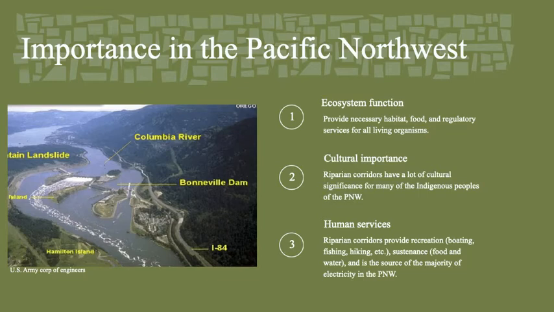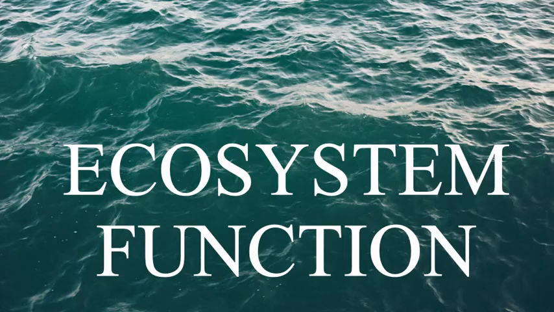The second one I'm going to talk about is the cultural importance of riparian corridors because they have a lot of significance for many of the indigenous people in the Pacific Northwest, and not only here, but over the entire country, if not the entire world. And then lastly, I'm going to talk about the human services that riparian corridors provide. So that's everything from recreation and sustenance, because we eat what comes out of the rivers and we drink the water, but then also how it's a major source of energy. So first, we're going to talk about ecosystem function.